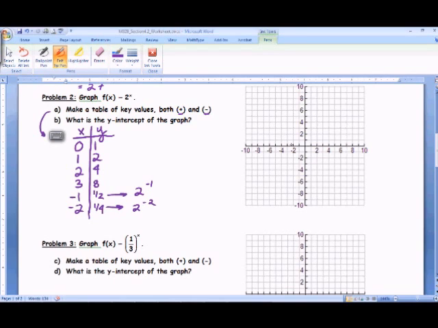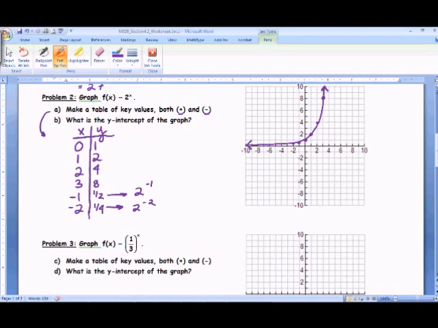So I guess at -2 I'm at 1/4. At -1 I'm at 1/2. At 0 I'm at 1. At 1 I'm at 2. At 2 I'm at 4. And at 3 I've made it all the way up to 8. Exponential functions, you guys will notice, grow very, very quickly. They start out small, and then very quickly they grow.